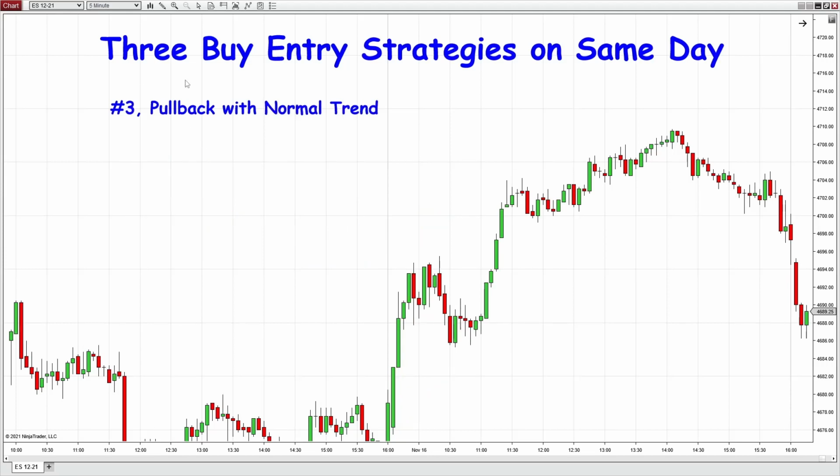The second buy entry strategy is to trade the breakout type trend, and comparing to the second one, the third one is to trade the pullback with a very normal trend.